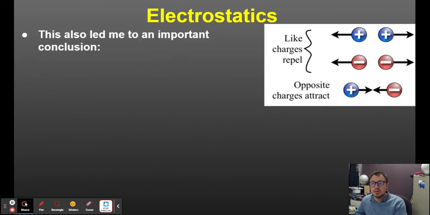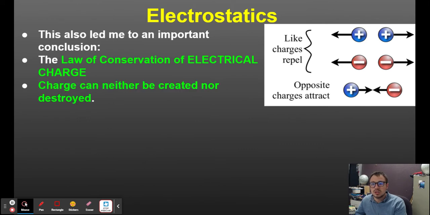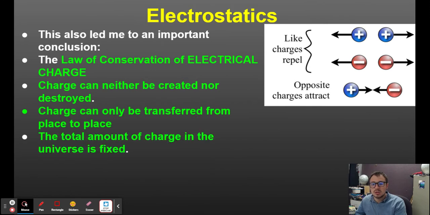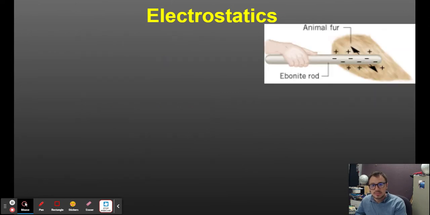All right. So that led him to an important conclusion. This is the law of conservation of electrical charge. Charge can neither be created nor destroyed. Charge can only be transferred from one place to another. The total amount of charge in the universe is fixed. The fundamental rule at the base of all electrical phenomena is that like charges repel and unlike charges attract.